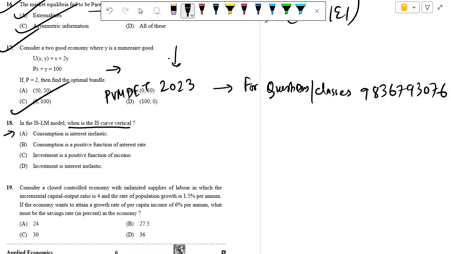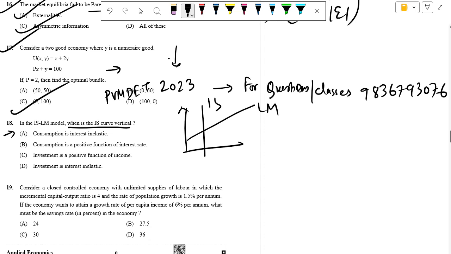In the IS-LM model, when the IS curve is vertical, what happens? IS represents the equilibrium of the goods market and LM is the money market. So when IS is vertical, that means the level of output... So this is like this. This is the IS and LM may be like the normal one.